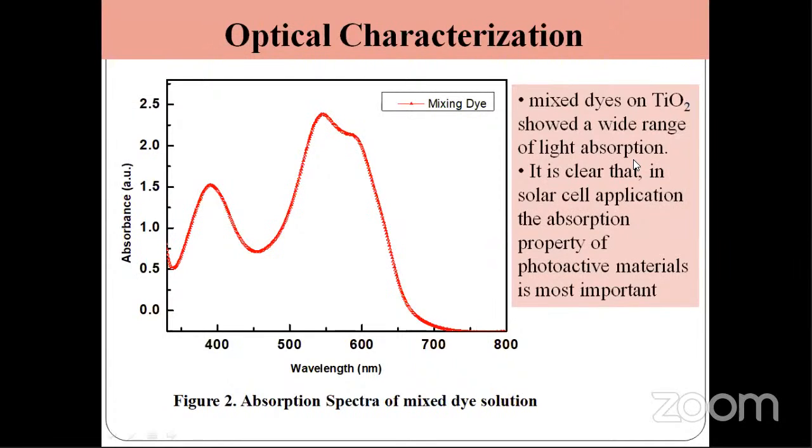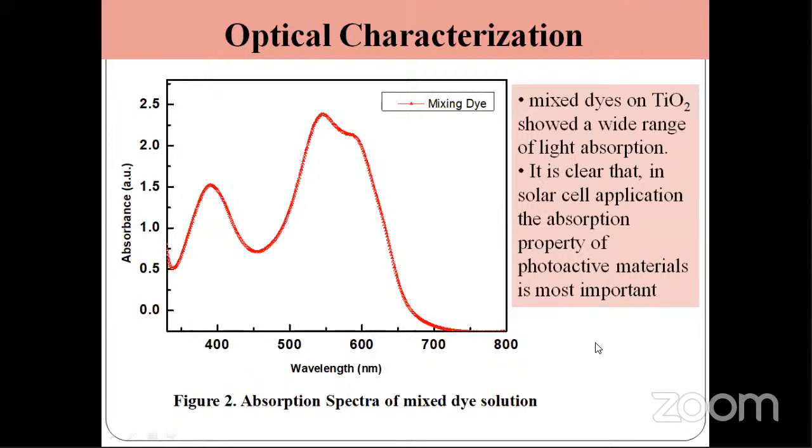Now the results and discussion, the optical characterization. This graph shows the absorption spectra of the mixed dye solution. We know that the absorption property of the photoactive material plays a main role in deciding the photovoltaic performance of a solar cell. But individual dyes exhibit absorption only in a small portion, so we use a composition of dyes with complementary light absorption spectra. Here we use organic dye and N719 dye in a 1:1 ratio, and as expected from the graph, the absorption spectrum has a broad range from 400 nanometers to 700 nanometers.